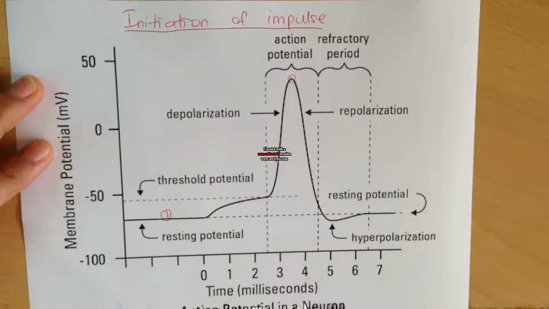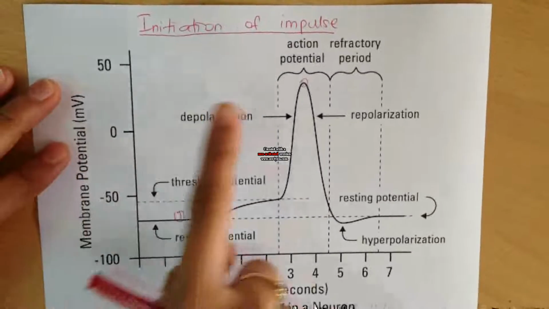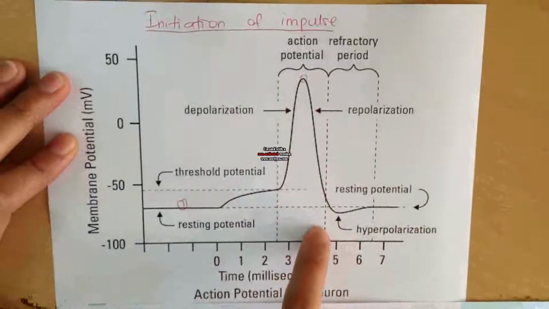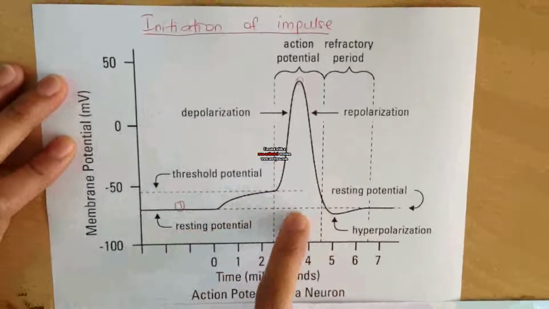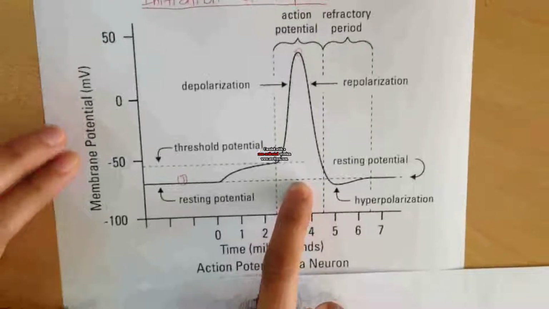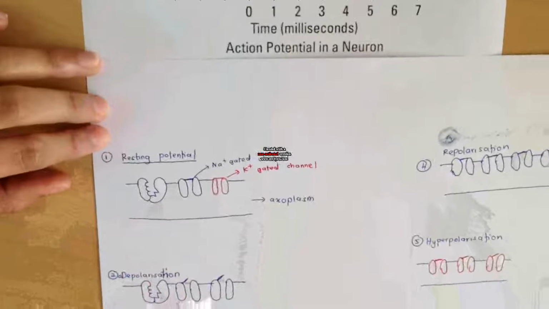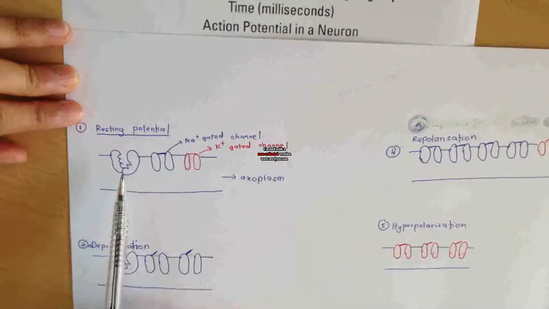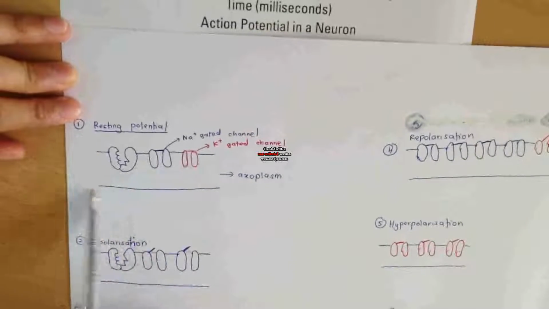So now we enter the initiation of impulse. So this is the graph for initiation of impulse, where the action potential occurs. Before we enter this graph, you have to know about the axon, where the axon has several proteins that are embedded in the membrane of the axon. As you can see here, these are the several proteins, and this is the axon.